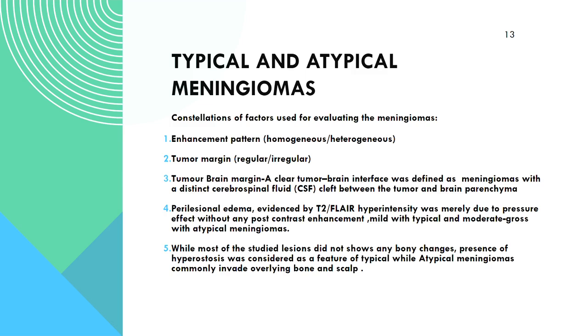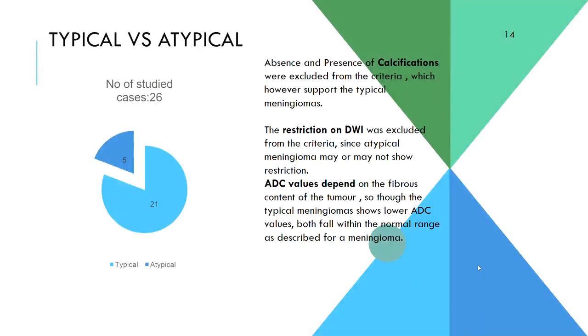The dural mimics that were encountered were dural metastasis, dural lymphoma, tuberculosis, and solitary fibrous tumors. Coming to the images, this is a 36-year-old female with a T2 hypointense extraaxial lesion with regular tumoral margin and CSF cleft without any adjacent parenchymal and perilesional edema. There is homogeneous post-contrast enhancement. This is a classic meningioma.